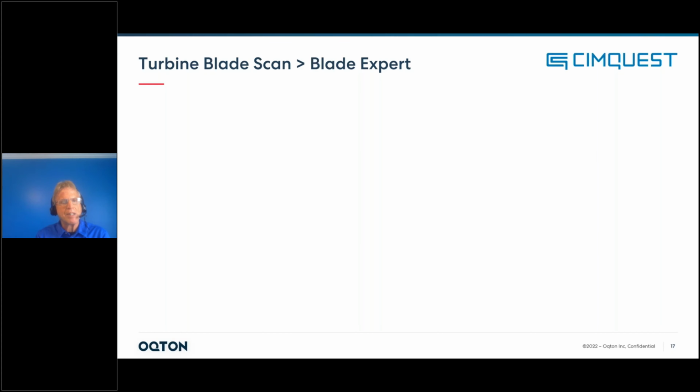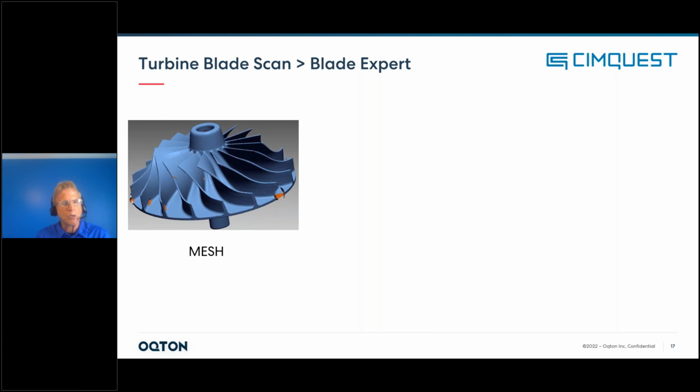So stepping forward here, now we're going to talk about taking a turbine blade scan, and we're going to use the Blade Expert toolpaths in Mastercam for machining. So here we're getting into more involved data, obviously. When we look at the scan, we notice a few things about it.